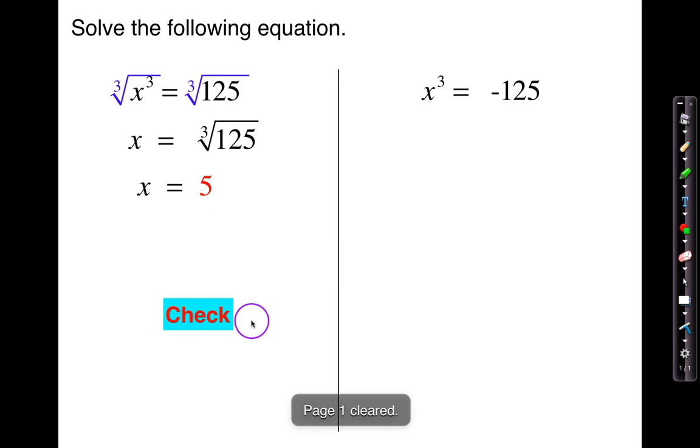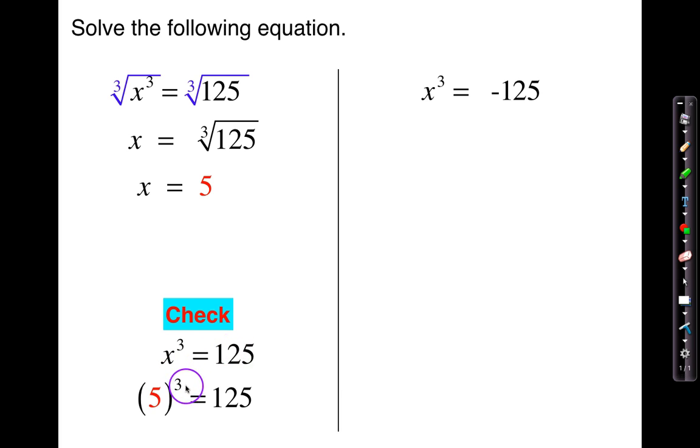So I'm going to go ahead and just check my work. If I take 5 cubed, does it give me 125? Yes, it does. So my only answer is actually a positive 5. It's not going to include both positives and negatives.